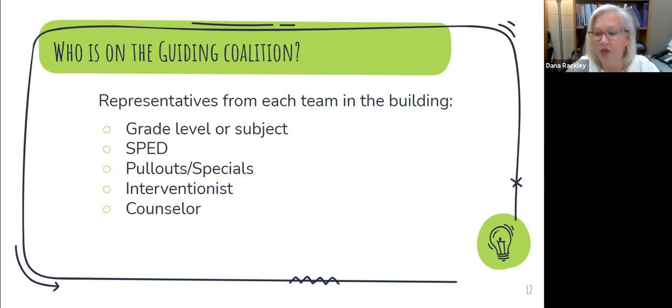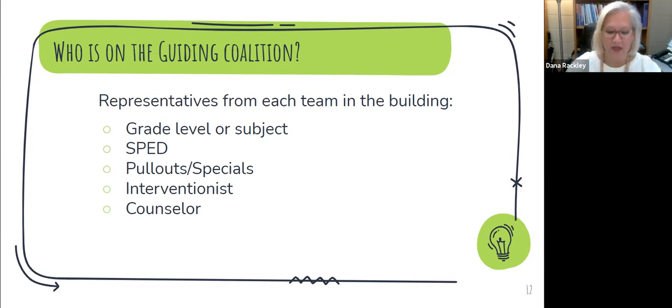Every department within your building has a representative on the guiding coalition. That way you're sure to get a viewpoint from everybody. So when you're having a conversation, the representative from the SPED team can say, oh, but we've got to make sure and keep this in mind. Your music teacher or whoever your pullout representative will say, well, based on the schedule that we have for this, and so on. So it's nice to have a viewpoint and a perspective from everyone within the building.